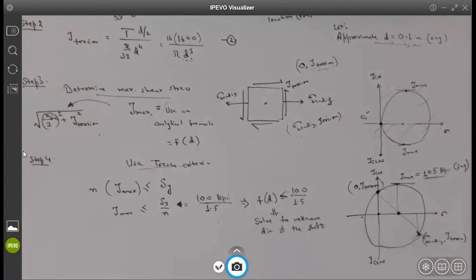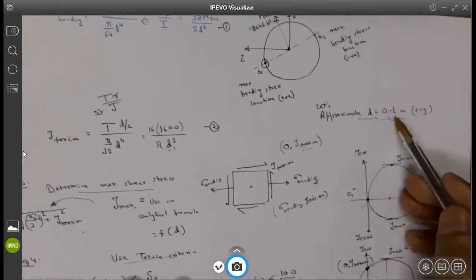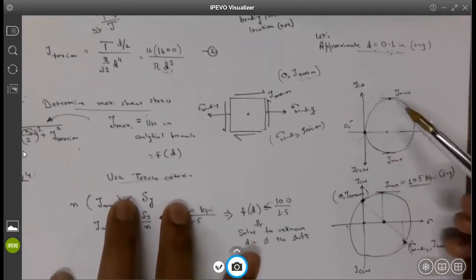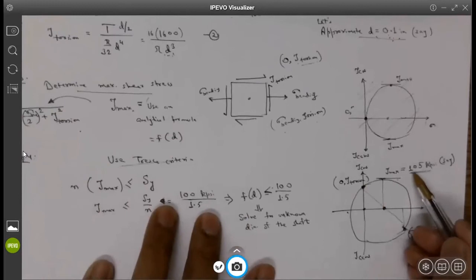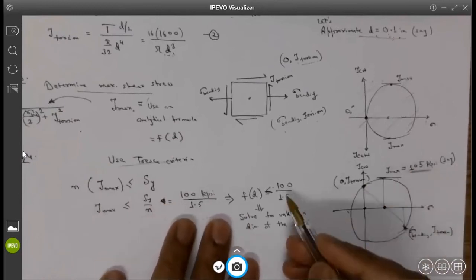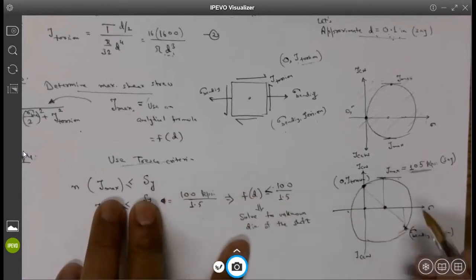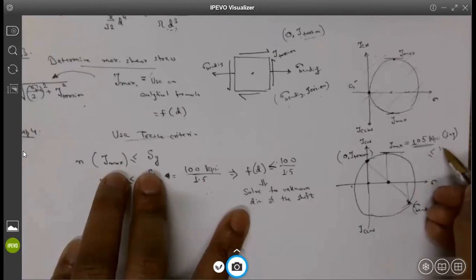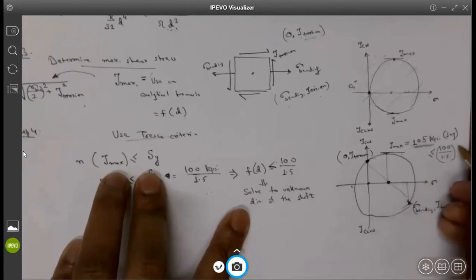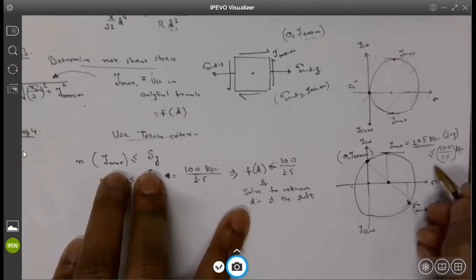Is it making sense? Yes. So I assume with the 0.1 inches, I do all the calculations, and let's say I found tau max as 105 kpsi. So is it satisfying this condition that tau max has to be less than or equal to Sy by n, 100 divided by 1.5? Is it satisfying this condition to avoid failure?